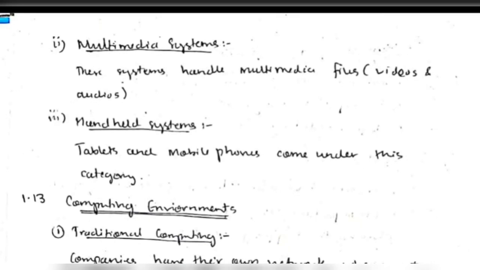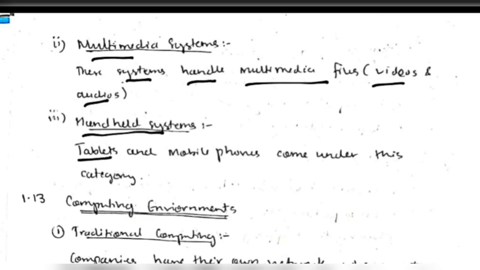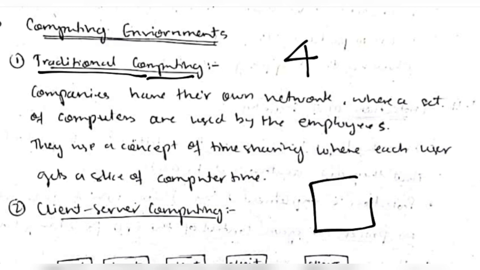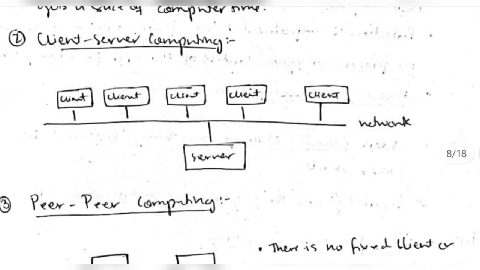Next one is multimedia systems. These types of systems handle multimedia files like videos and audios, and handheld systems are the systems which are present in tablets and mobile phones. Environments, there are four types. First one is traditional computing. It's nothing but the normal computing which we see in companies, where many computers will be there and they will be connected through a single CPU, which will be using the concept of time sharing. The next one is client server computing. In this, the clients will be connected through a network to a single server.